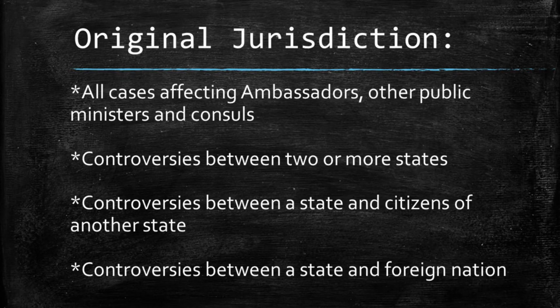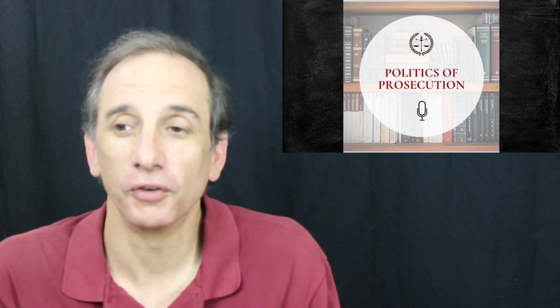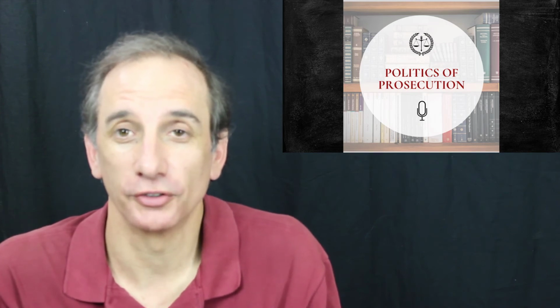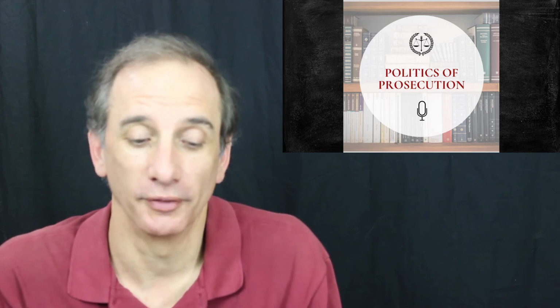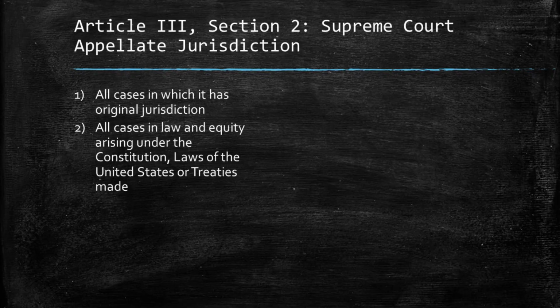It's also going to have original jurisdiction when there's a controversy between a state and a foreign nation. So let's again put New York. They are dumping a whole lot of trash into Lake Ontario. That is then washing up on the shores of Ontario, Canada. And so Canada is going to sue New York to collect money for the damages that trash has caused. That would also be an original jurisdiction case in the U.S. Supreme Court. In all other instances, the United States Supreme Court has appellate jurisdiction.